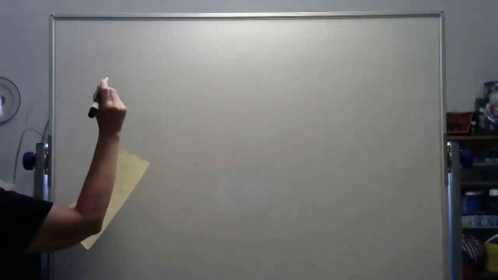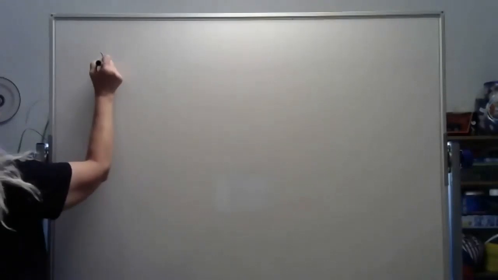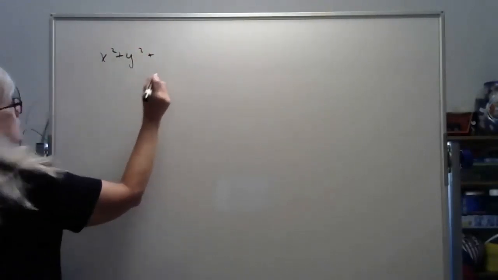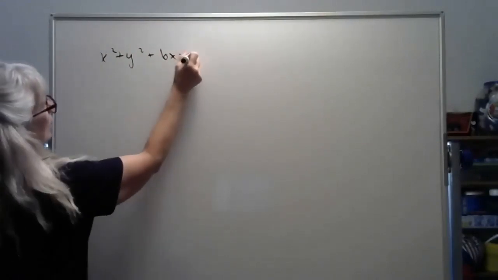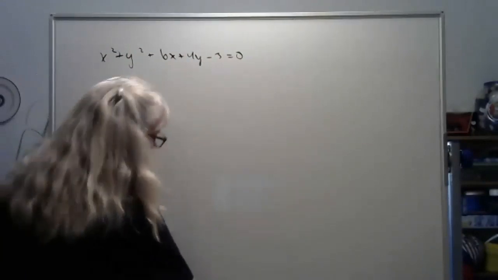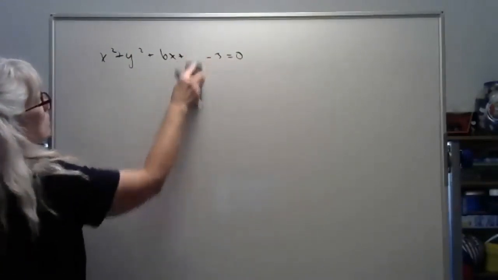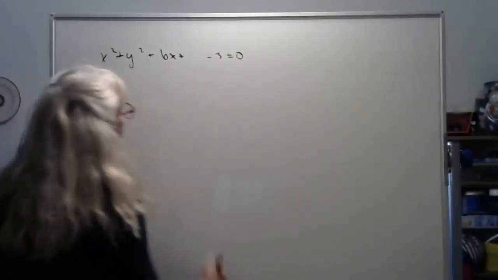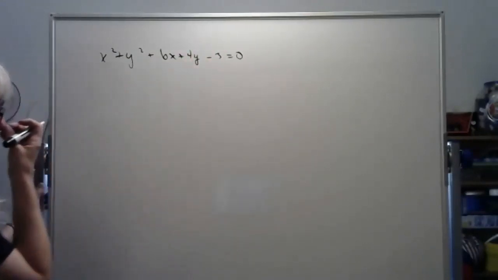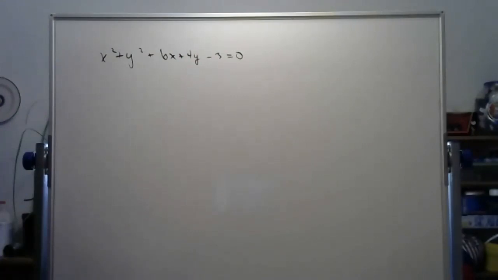So let's say we have x squared plus y squared plus 6x plus 4y minus 3 is equal to 0. All right, that's really sloppy. That's a 4y. So x squared plus y squared plus 6x plus 4y minus 3 is equal to 0. Now what I want to do is just find the center and the radius.